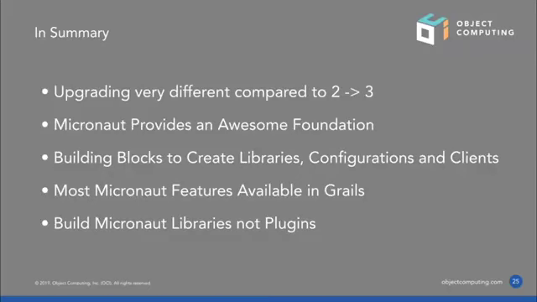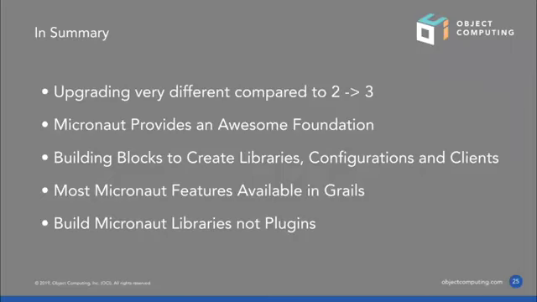So to summarize all this, upgrading is very different compared to 2 to 3. It's not a major shift in the underlying technologies of the framework. We're really mostly just upgrading the versions and keeping everything up to date so that you can use the latest versions of Java. And Micronaut provides an awesome foundation to improve both Grails and Micronaut in the future, because most of the things that we implement with Micronaut will also now be available with Grails, right? So if we implement JMS support, then JMS support will be added to Grails by default.